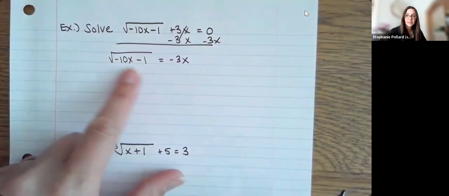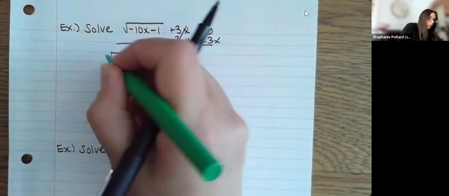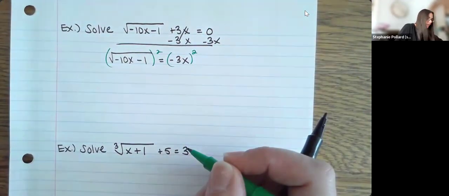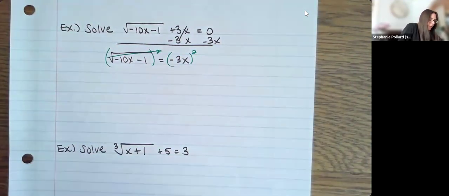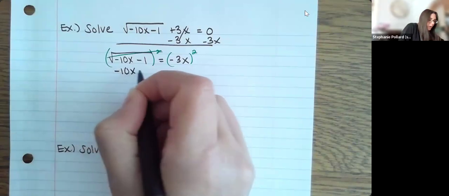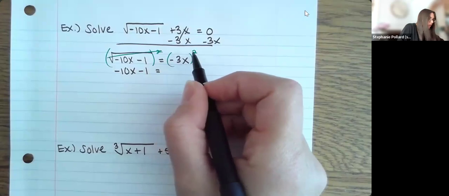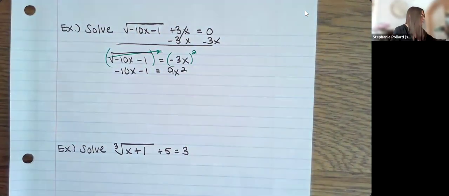Now my root is isolated, right? It's by itself on one side. It is a square root, so now I'm ready to square both sides. On the left, that square root and square will cancel, and you're left with just negative 10x minus 1. On the right side, you have negative 3 squared, which is positive 9, and x squared, which is x squared.